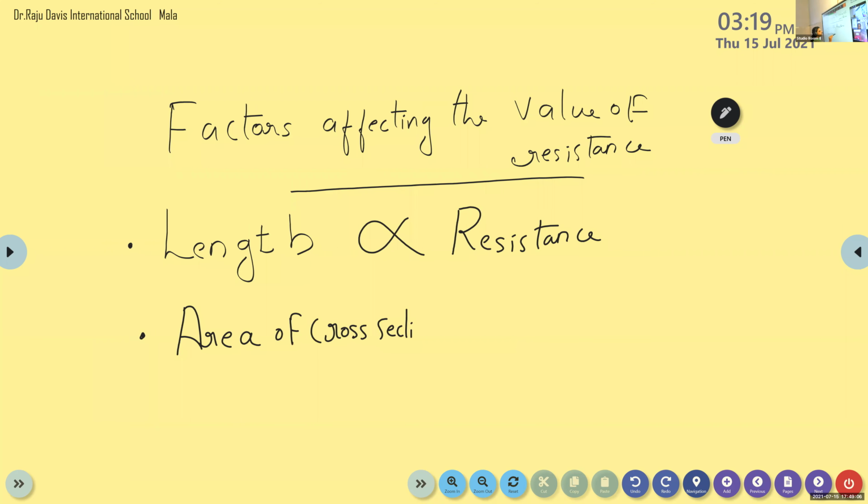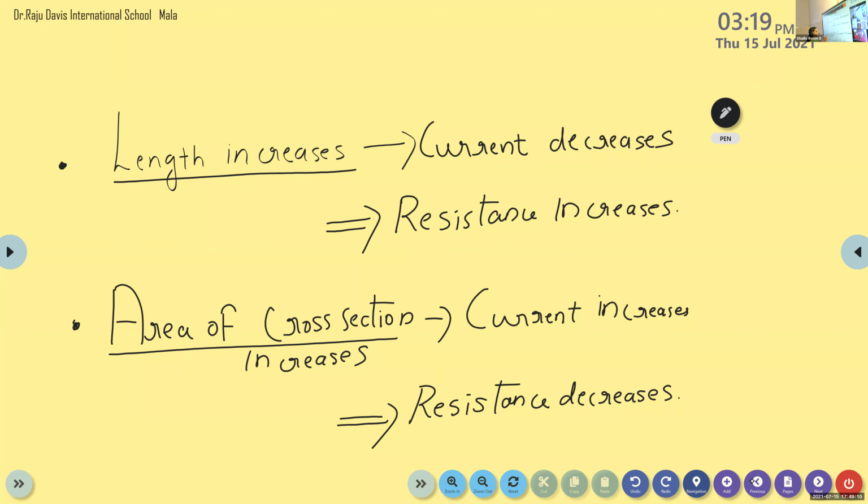And what is the relation between area of cross section and resistance? Whenever the area of cross section increases, what happens to the value of resistance? Decreases, right? Very good. Whenever the area of cross section increases, the resistance decreases. So what is the relation between the area of cross section and resistance? Are they directly proportional or inversely proportional?